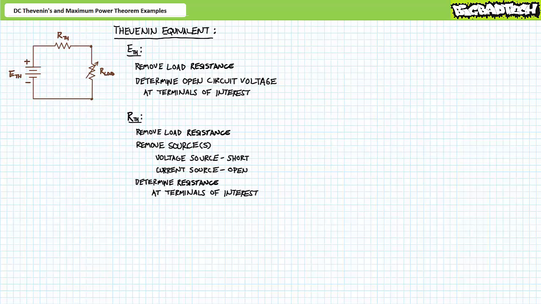The Thevenin's equivalent circuit consists of a single DC voltage source, called ETH, in series with a single resistor, RTH, in series with a variable load resistor, R load. To simplify a complicated circuit into its Thevenin's equivalent, we need to solve for these two quantities, ETH and RTH. Additionally, you are no doubt aware that the DC maximum power transfer theorem states that the maximum power will be transferred to a load resistor when the load resistor is equal in magnitude to that of the Thevenin's equivalent resistor.